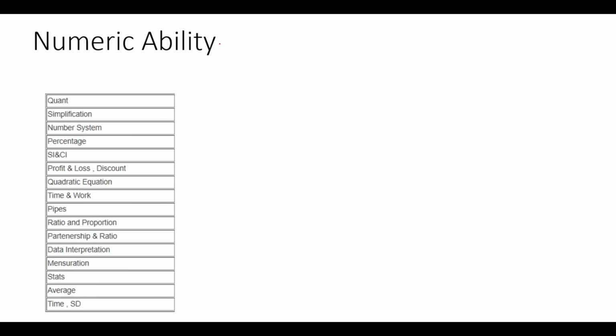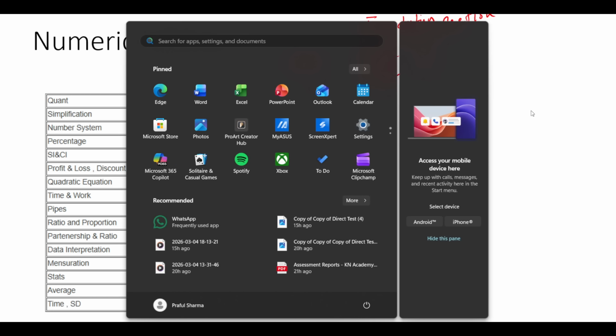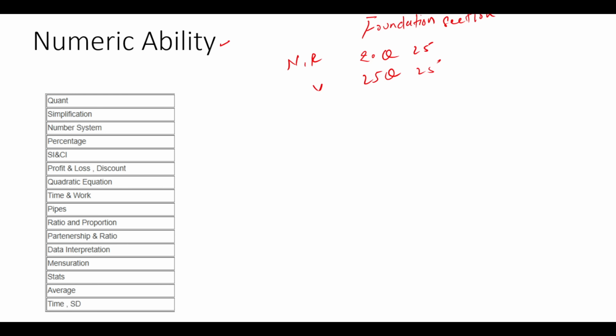First of all, talking about numeric abilities. First of all, in the foundation section, there were a total of three topics: numeric, verbal, and reasoning. For numeric and reasoning, there were 20 questions for 25 minutes, and for verbal, 25 questions in 25 minutes. I hope this is clear. So this was the timer this time.